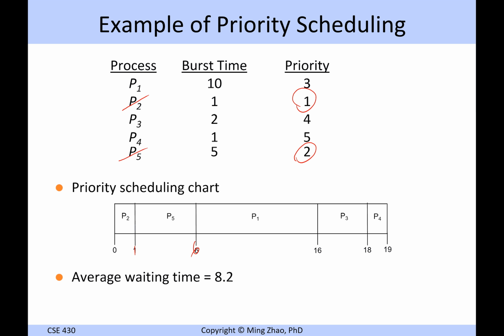When P5 is done, comparing P1, P3, and P4, P1 has the lowest priority number, and it has a CPU burst of 10, so it finishes at time 16. Then we have only P3 and P4 left. P3 has a lower priority number, so we schedule P3, and it finishes at time 18 because it has a CPU burst of 2. Finally, we schedule P4, which finishes at time 19. Based on this schedule, we can calculate the average waiting time, which gives us 8.2.